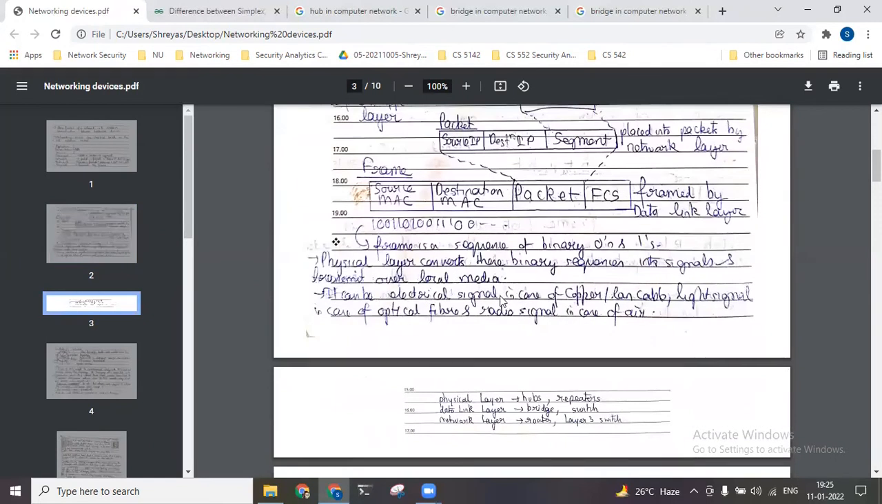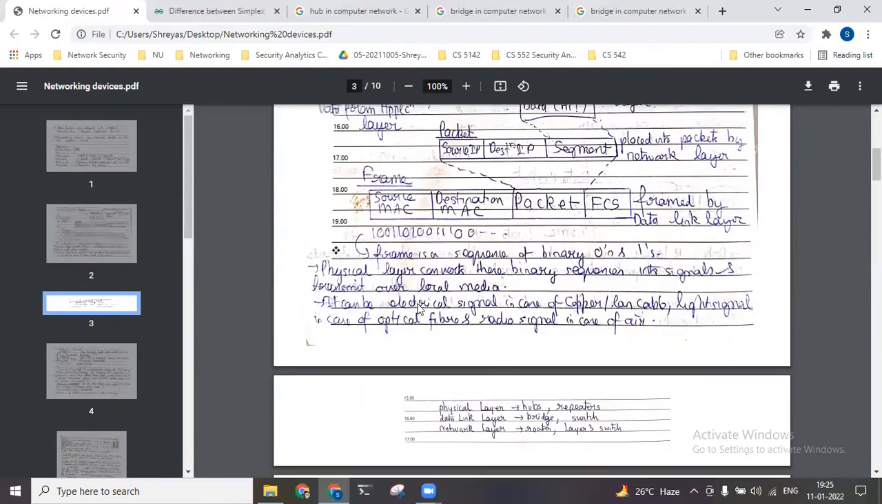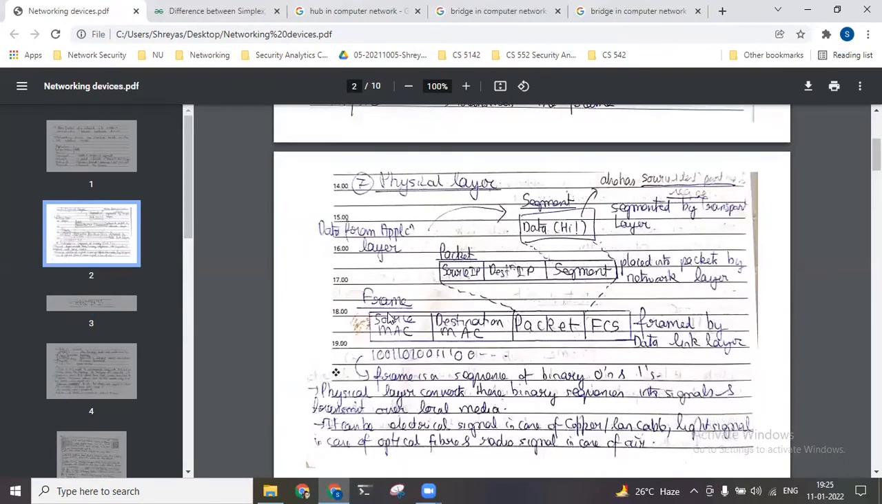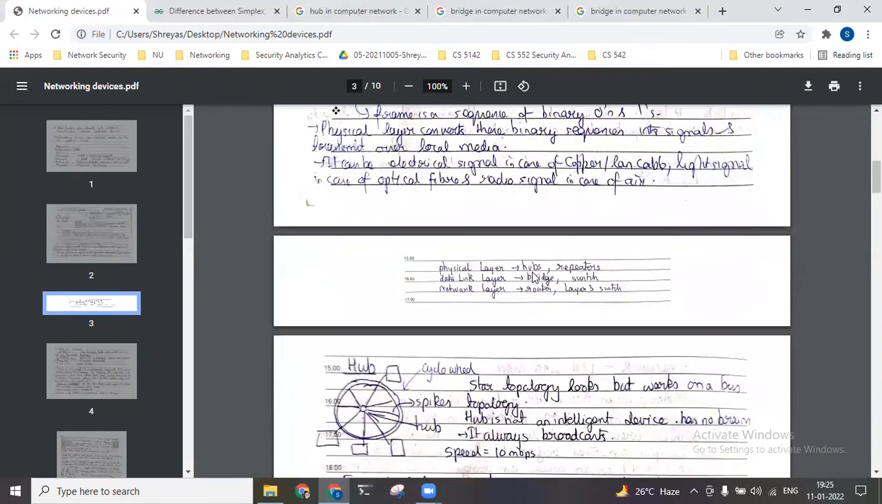Now come the devices that operate on these layers. We will start from the bottom: the physical layer, which transmits over the medium. The physical layer basically has a hub and a repeater. These are the two main devices that we use in the physical layer. So what is a hub?